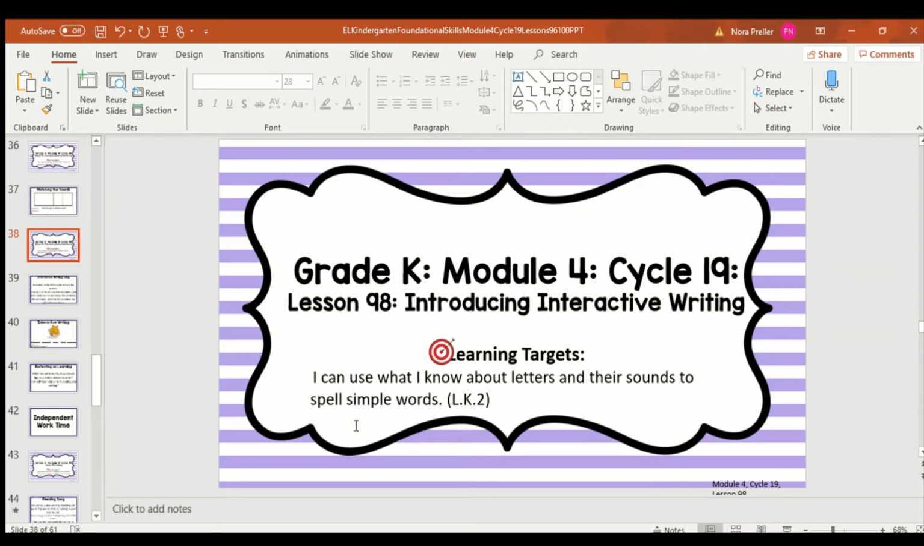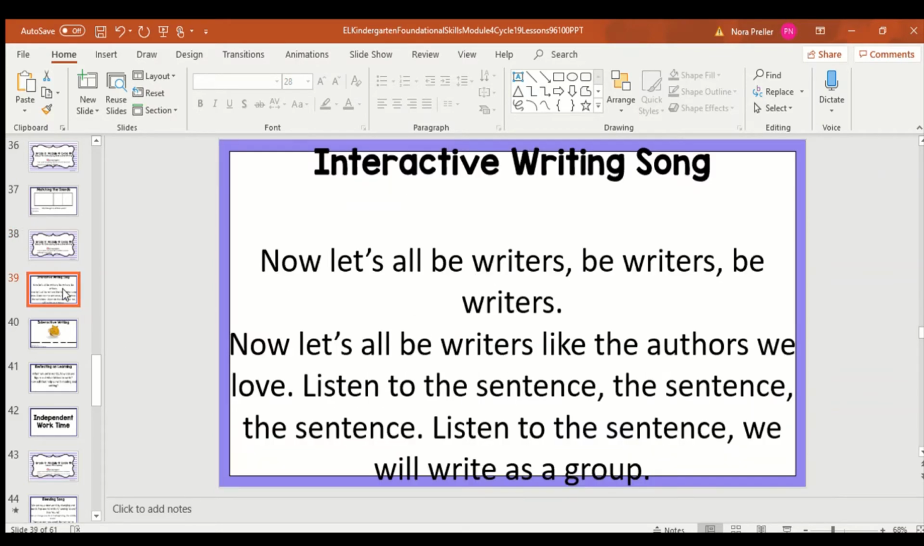Our new target is I can use what I know about letters and their sounds to spell simple words. Now, because this is a new activity, we have a new song. It's the interactive writing song, and it goes like this.